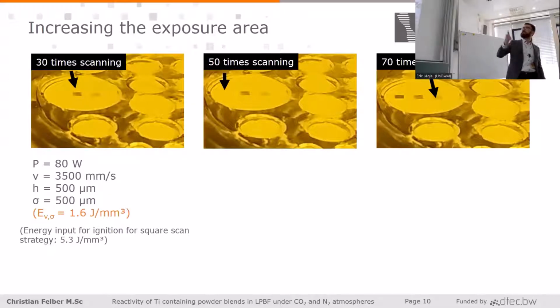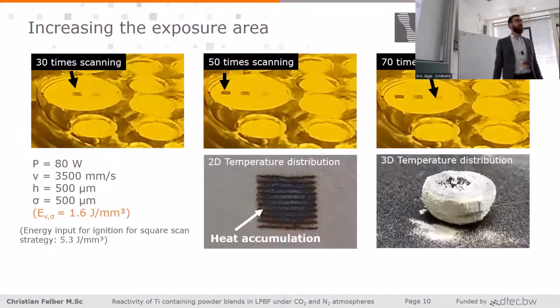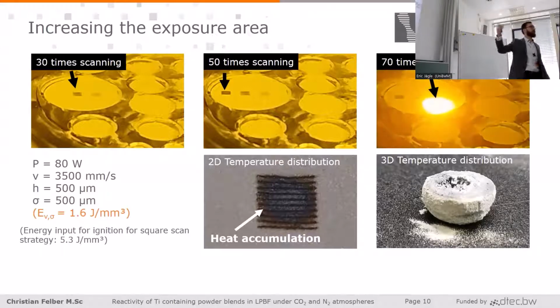So after 50 times of scanning, you can see it gets brighter and brighter and brighter because we have heat accumulation. You also can see that here after the scan that we really have in the middle kind of a heat accumulation, also how it looks in 3D. And now it's getting interesting because what happens if I do 70 times scanning? Because I increase the scan time, and here I have more and more heat accumulation until I see a reaction.